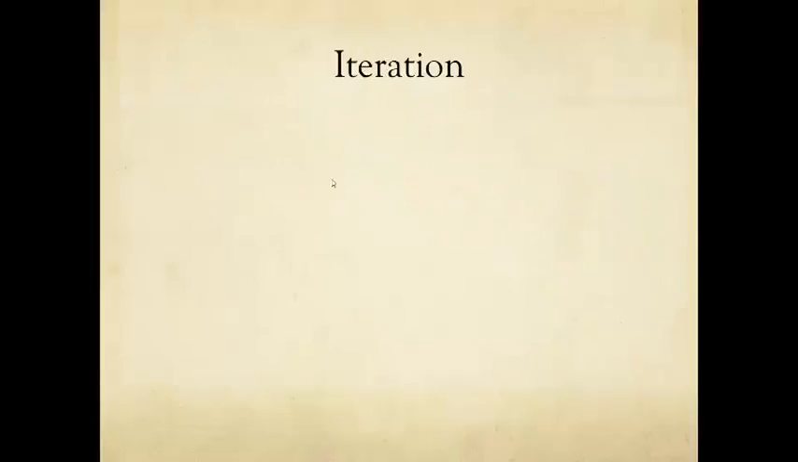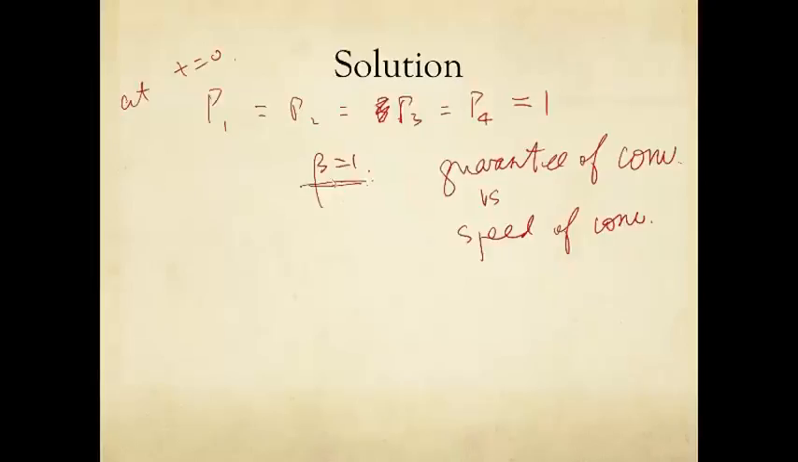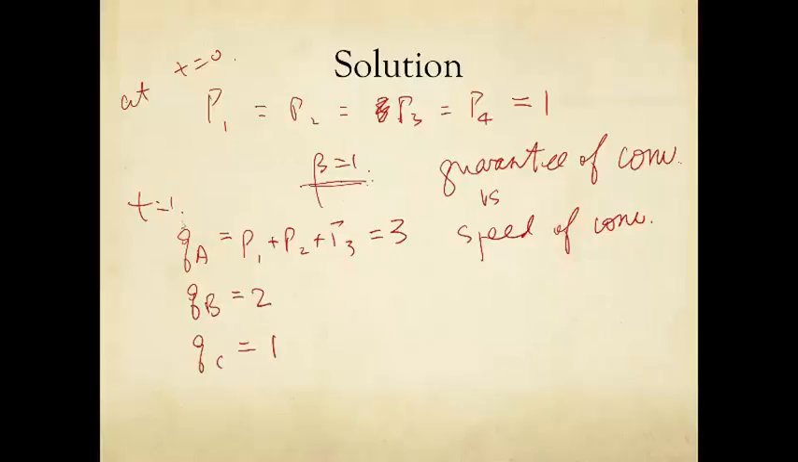Now the iteration starts like this. At time equal to 1, we have the following. First look at the Q's. For session A, it equals P1 plus P2 plus P3 from the last iteration. So that is 1 plus 1 plus 1 equals 3 units. And QB, the path price for session B, is 2. QC, the path price for session C, is 1 unit. Well, this is easy to see.